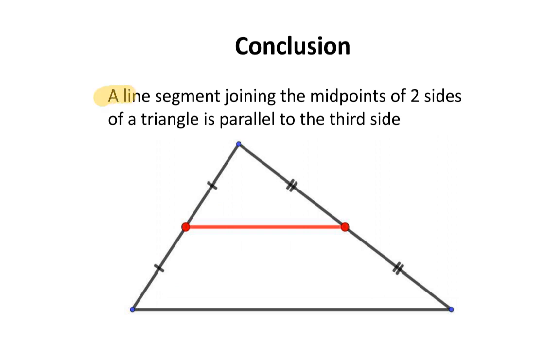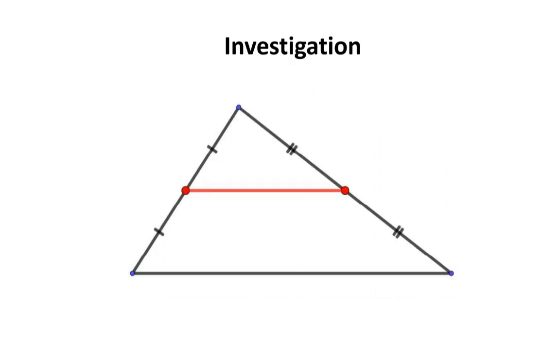Therefore, we can conclude that a line segment joining the midpoints of two sides of a triangle is parallel to the third side. In other words, this line segment and this line segment are parallel, and we can indicate that with these symbols. Looking back at our diagram, we are going to label the height of this triangle. Now, a height starts at the base of your triangle and connects to the vertex opposite. Something like this. However, this has to be at a 90-degree angle. Could there be some sort of relationship here?